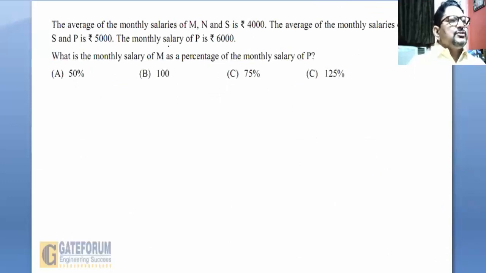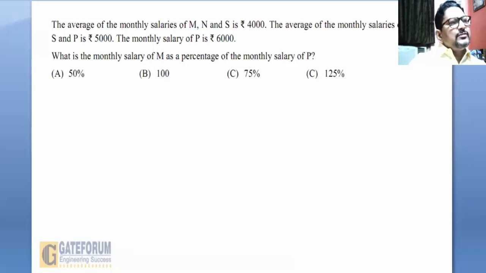The average of the monthly salaries of M, N and S is rupees 4000. The average of the monthly salaries of N, S and P is rupees 5000. The monthly salary of P is rupees 6000. They have asked us what is the monthly salary of M as a percentage of the monthly salary of P.